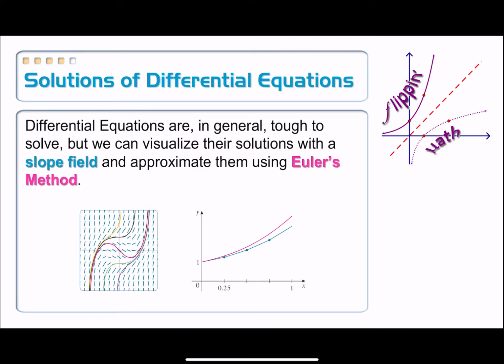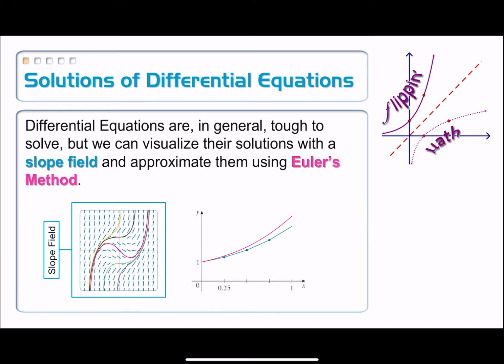Again, they're generally pretty tough to solve, but these two methods are going to give us a way to visualize and approximate what they look like. Okay, so this first one is an example of a slope field. This one is both an AB topic and a BC topic.